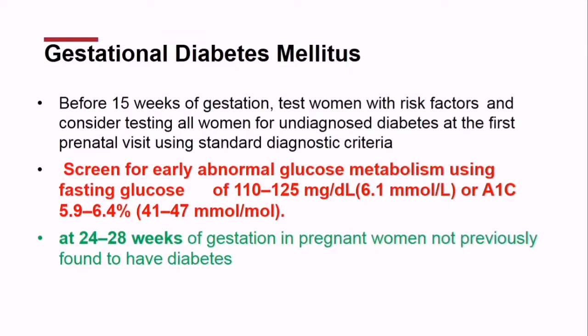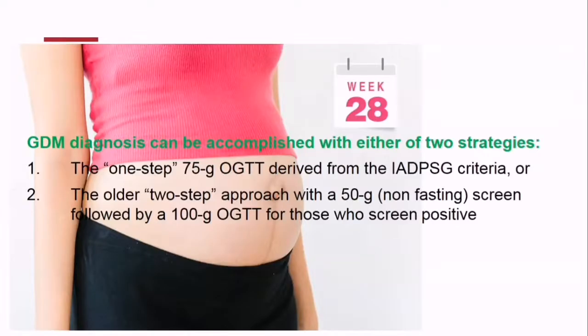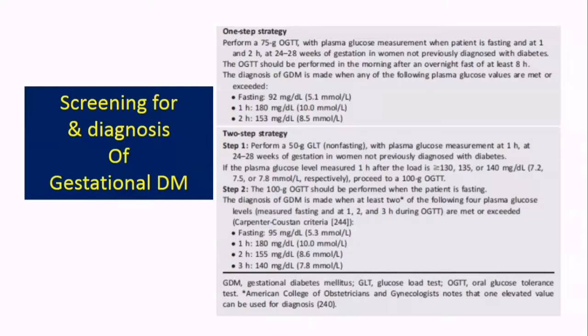And at second trimester to third trimester, that is 24 to 28 weeks of gestation, in pregnant women who were not previously diabetic, always do the oral glucose tolerance test. So this glucose tolerance test can be accomplished in two forms: the one-step 75 grams OGTT criteria or the two-step approach. So what are these approaches?